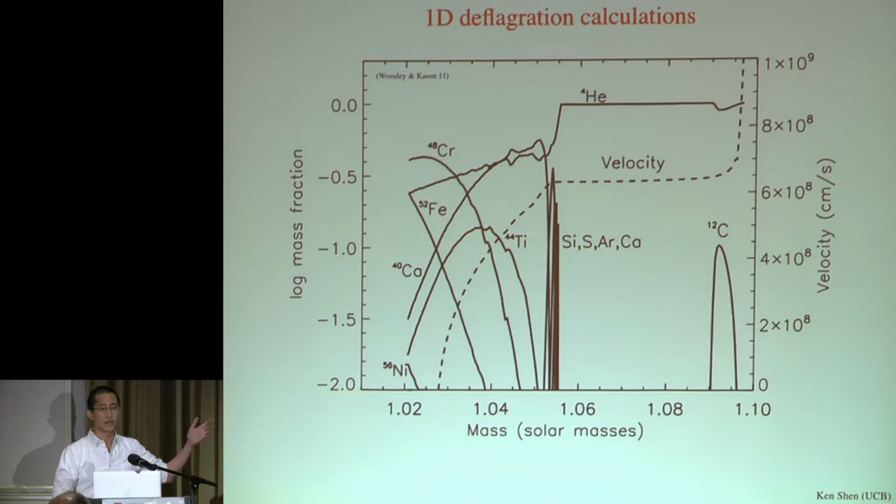Okay, as a result, because you didn't burn as much material, there's less nuclear energy release, and so the ejecta velocities tend to be lower. So instead of 10,000 kilometers a second, you get something like a few thousand kilometers a second for the bulk, for the line-forming regions.